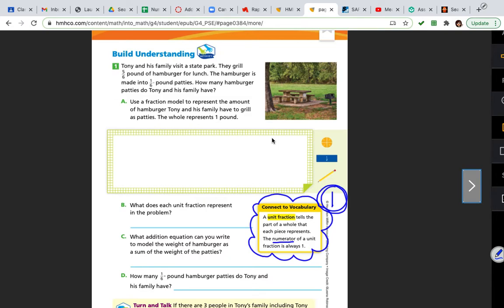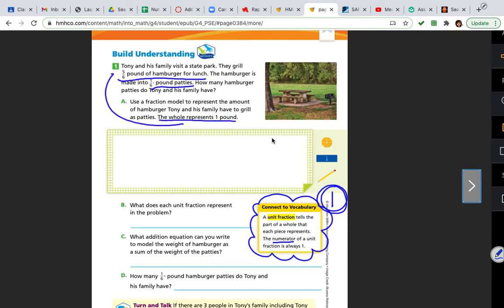Well, let's read the problem. Tony and his family visit a state park. They grill 5/6 pounds of hamburger for lunch. The hamburger is made of 1/6-pound patties. How many hamburger patties do Tony and his family have? Use a fraction model to represent the amount of hamburger Tony and his family have to grill as patties. The whole represents 1 pound.